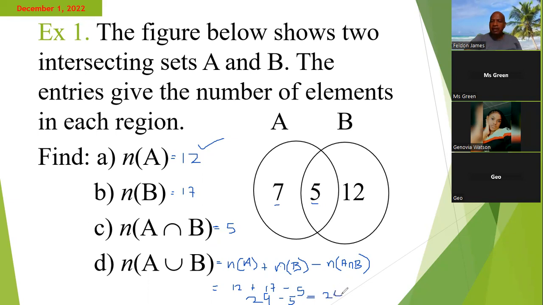If we use the formula, that's how you'd work it. But just looking at the diagram here, you could just add them. 7 plus 5 is 12, 12 plus 12, you get 24. Any question about that, Ms. Green? Are you clear on that? Yes, sir.